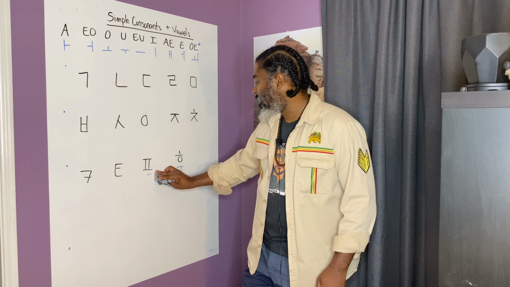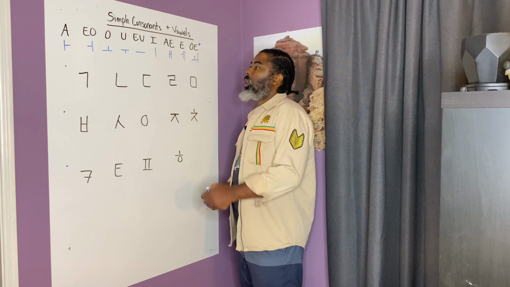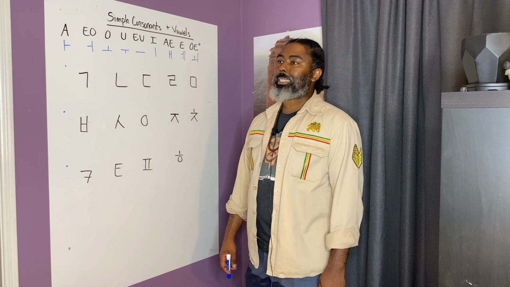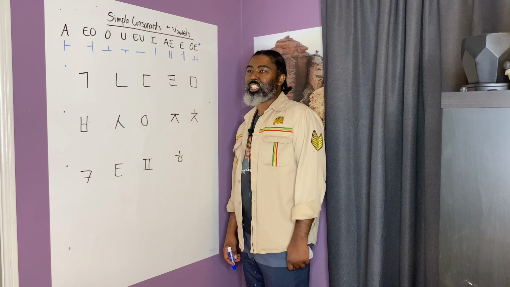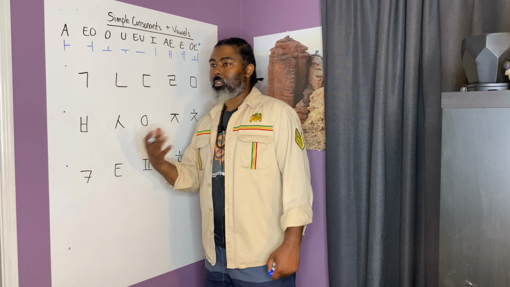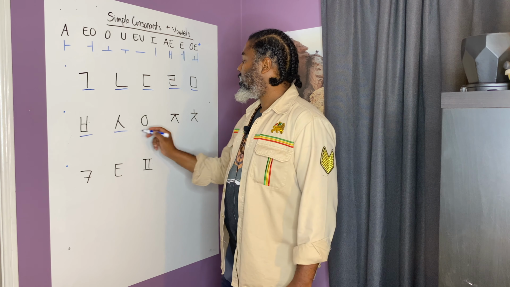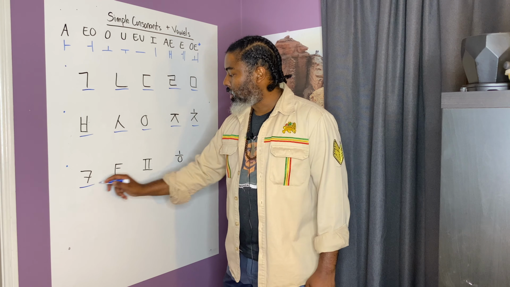EU, or EU. Very good. Now this one is different because we don't say this in English. We don't say it much. It's ew. Ew. Kind of like what a kid says if you see something gross, but it's short. Ew. And it's just a horizontal line.